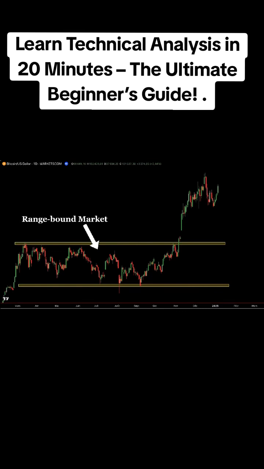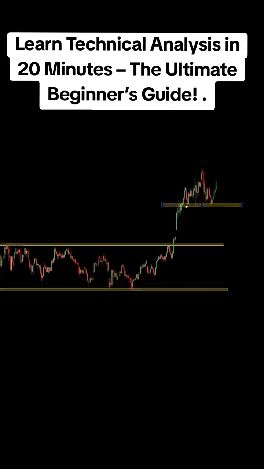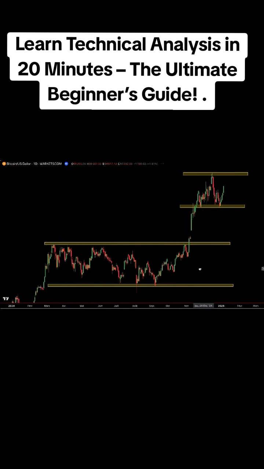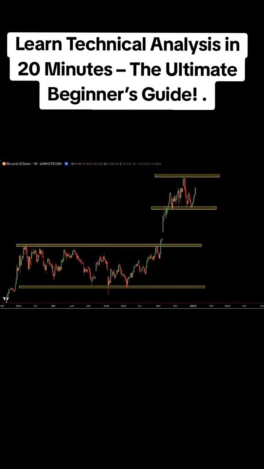But then we see a breakout. The market finally breaks out of the range and moves strongly to the upside. This tells us that buyers have taken control and the market is now in an uptrend. Here, the market tests this level twice, forming a support level, and then gets rejected, creating a resistance level. After a strong move upward, the market enters another range again, which means buyers and sellers are in balance, and at this moment, nobody knows what will happen next. Now, we wait to see what happens.